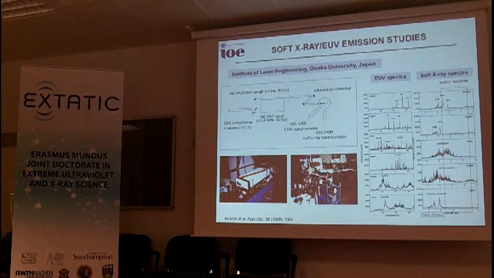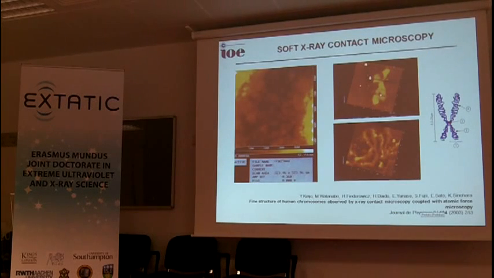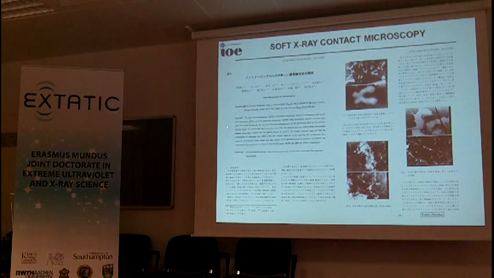We also performed an experiment at Osaka University using this experimental setup. So you see different EUV and soft X-ray grazing incidence spectrometers. So we obtained EUV spectra for different gases, soft X-ray spectra. This was used for soft X-ray contact microscopy. Professor Shinohara and Kinjo-san studied chromosomes, and they got such images. They were very excited with this, even that it was published, but I don't know what is published here because everything is in Japanese.